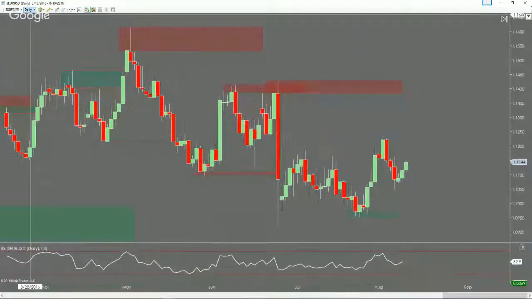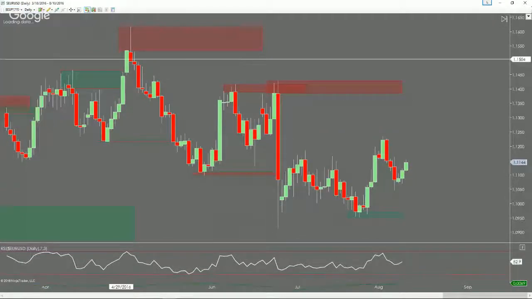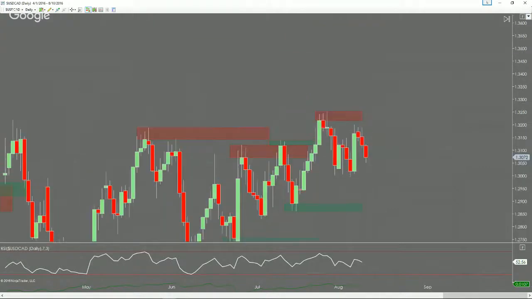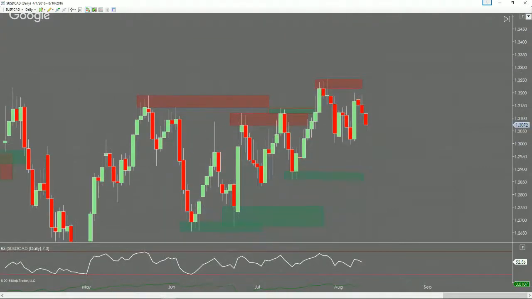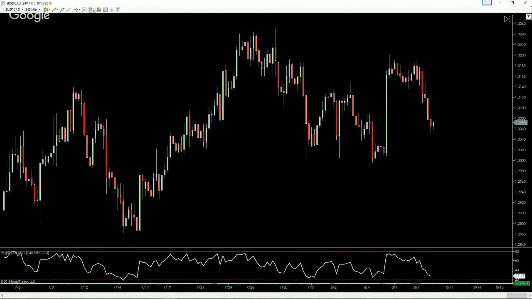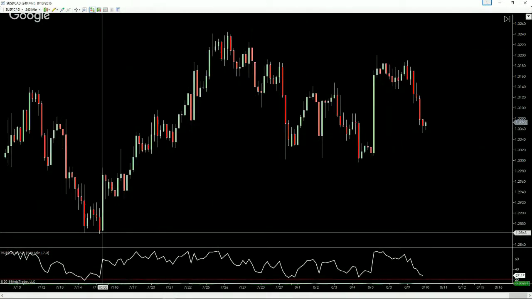Let's go ahead and go to dollar CAD. Dollar CAD, we're still making higher lows, if you notice, but we are not making any more higher highs. So if price does go above this level of structure, we could see a possible breakout. Let's go on to the 240.